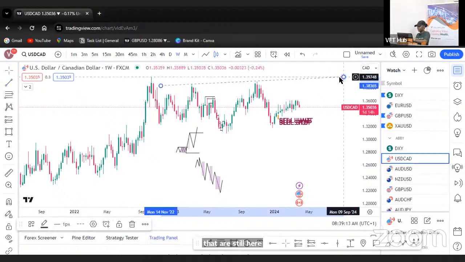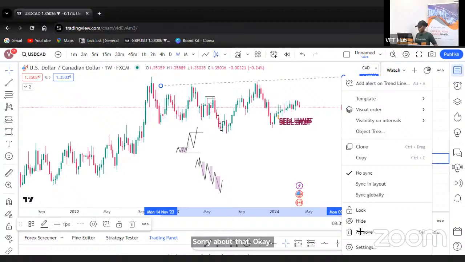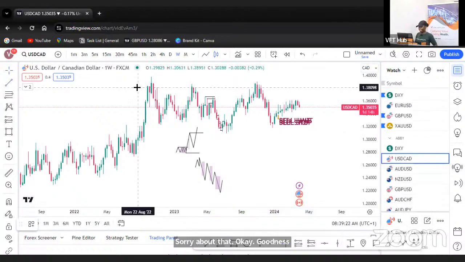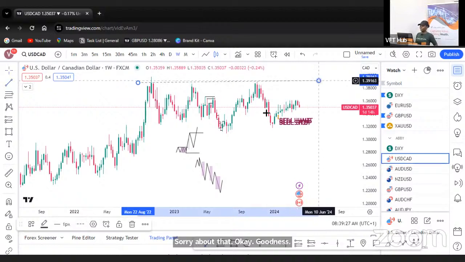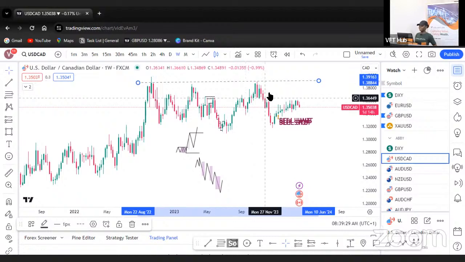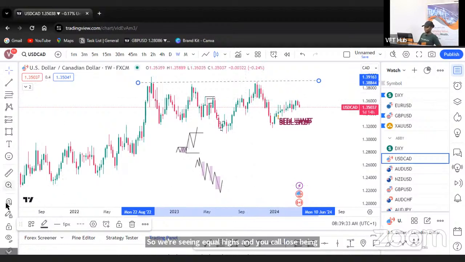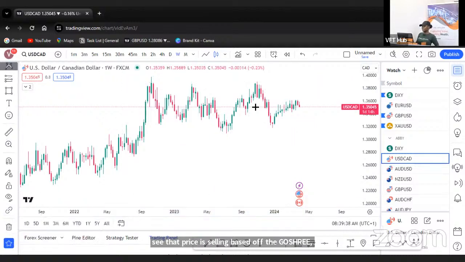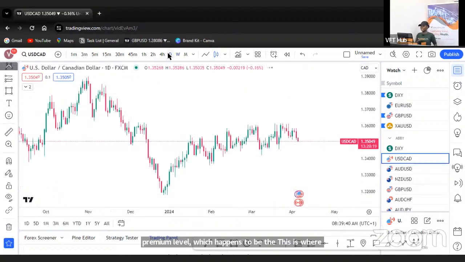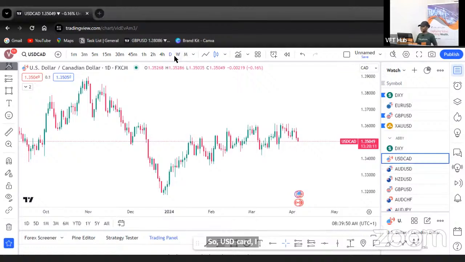Sorry about that, I'm just going to quickly draw this. So we've been seeing equal highs and equal lows being formed, right? But following our most recent swing, we see that price is selling based off the most recent swing premium level, which happens to be the 61.8% fib level. This is where we're seeing the sell from. If you now go to the daily time frame, you clearly see the resistance level, which USD/CAD had been respecting. So I believe USD/CAD is going to sell and take out this level.